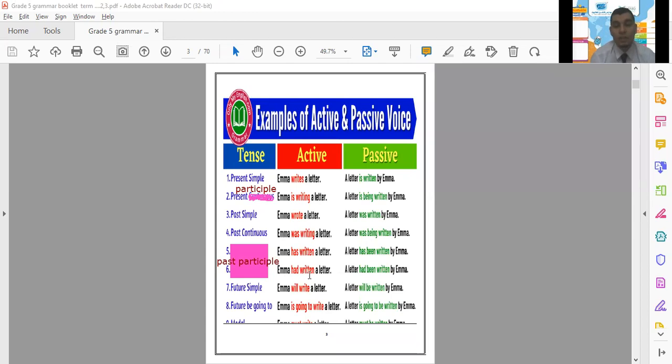Has written and had written, we will put been and we will put the verb plus ed. As in has played, has been played, or had played, had been played. Future simple: will write, will be written. So will play, will be played. It's easy, you just have to memorize them. But don't worry, in the test, it won't be so hard. So do you have any questions regarding this page? This is the conversion table.